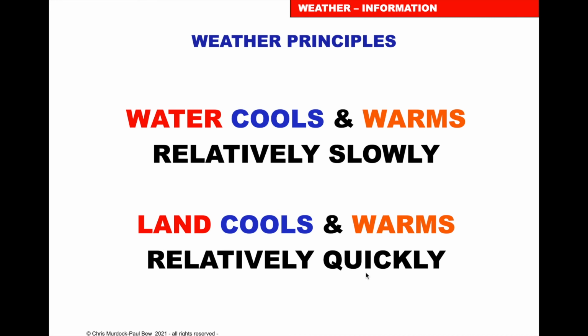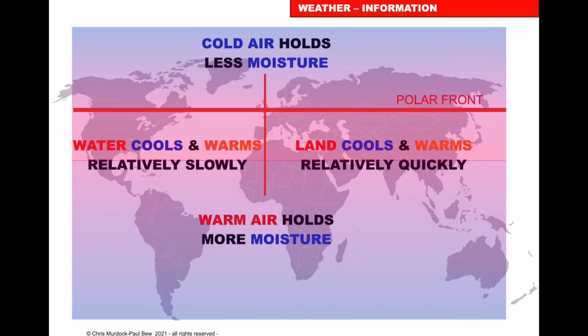Other principle is that water cools and warms relatively slowly. So the sea cools and warms relatively slowly, while the land cools and warms relatively quickly. So if we look here, we've got the polar front going through the top. Above it, we've got cold air, which holds less moisture. And below it, we've got warm air, which holds more moisture. And over the sea, we've got water that cools and warms relatively slowly. And over Europe, we've got land, which cools and warms relatively quickly.